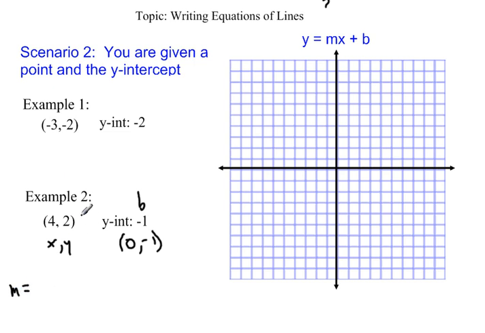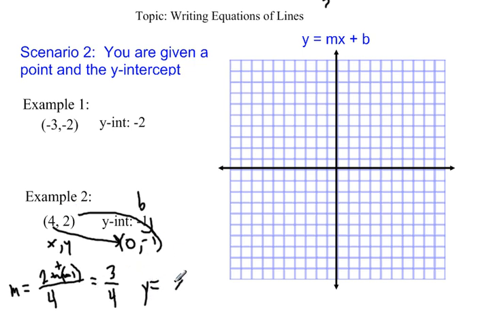So m is going to equal 2 minus negative 1, change in y, over 4 minus 0, or just 4. So 2 minus negative 1 is 2 plus 1 is 3. So it's 3/4. So m equals 3/4. Now I have everything I need to put this thing together. Y equals something x, and then your y-intercept of b.